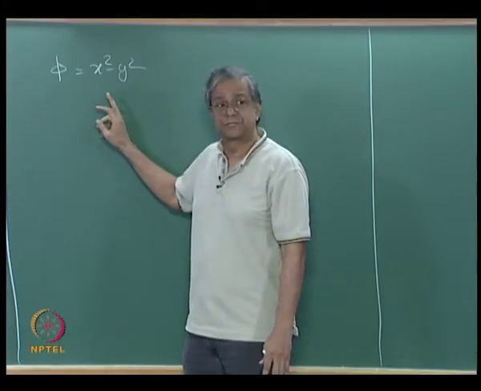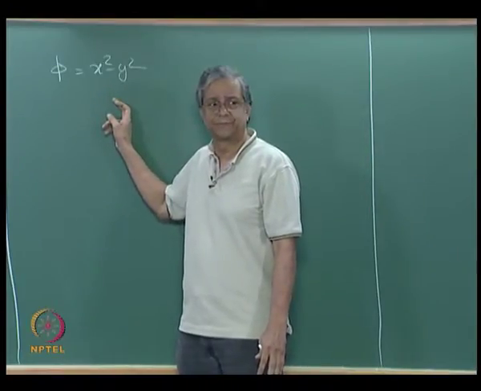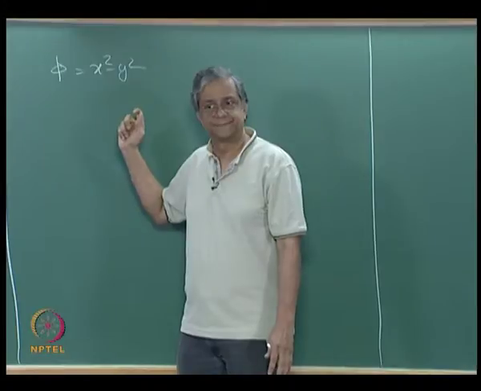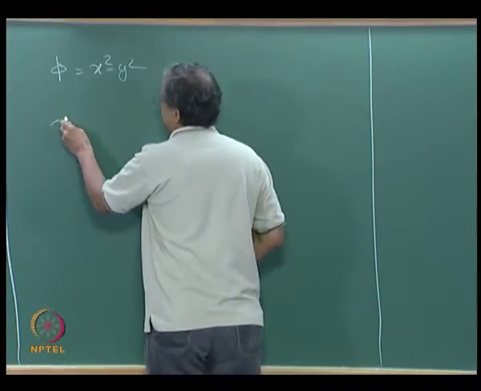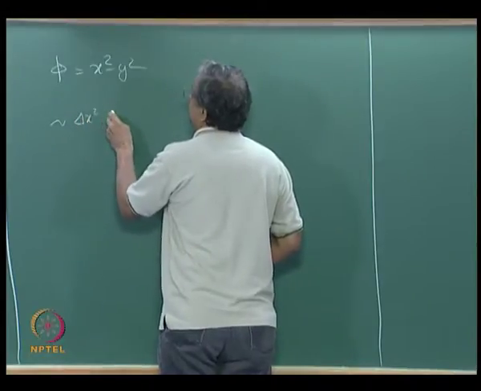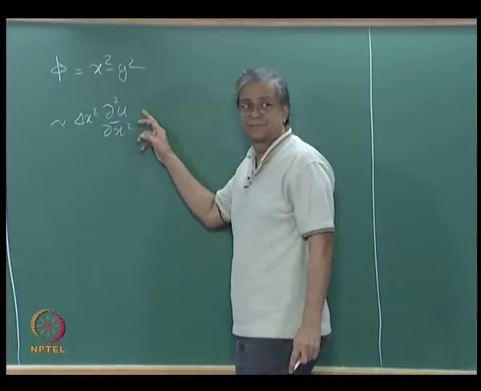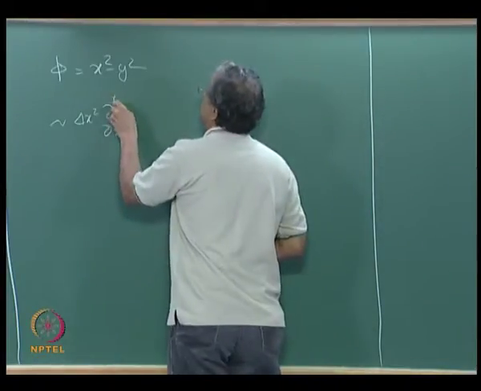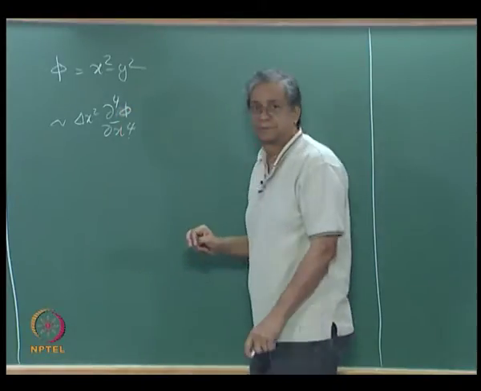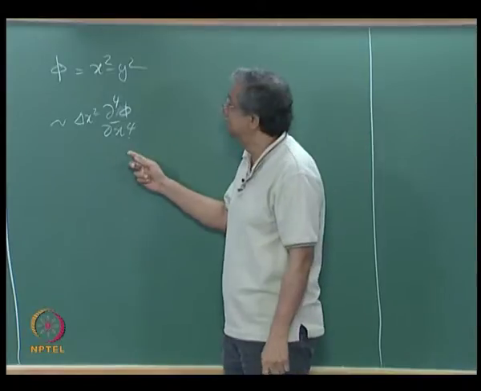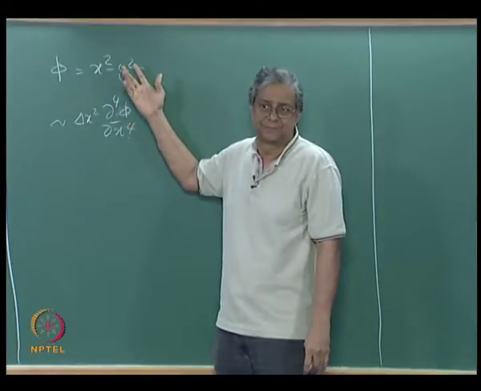What was the truncation error for the second derivative term? Do you remember what the truncation error was for the second derivative term? What was the derivative involved? Fourth derivative. The truncation error is like some delta x squared, but the derivative was the fourth derivative, or if you say phi instead of u, the derivative is the fourth derivative. Am I making sense?